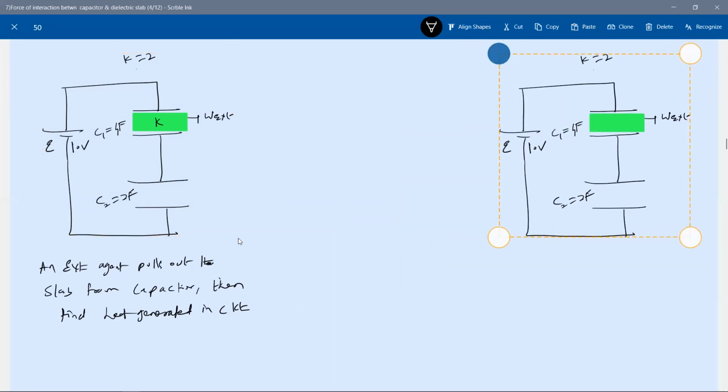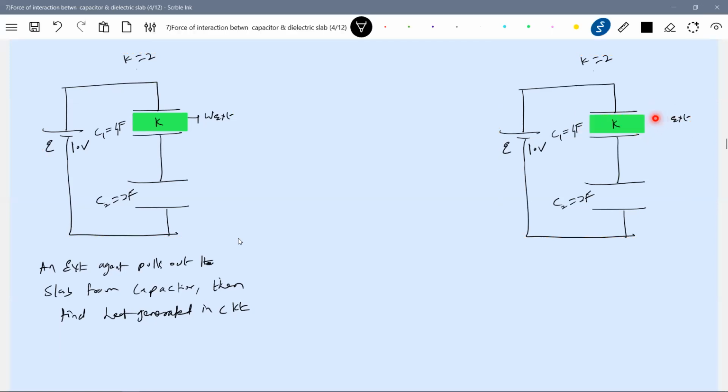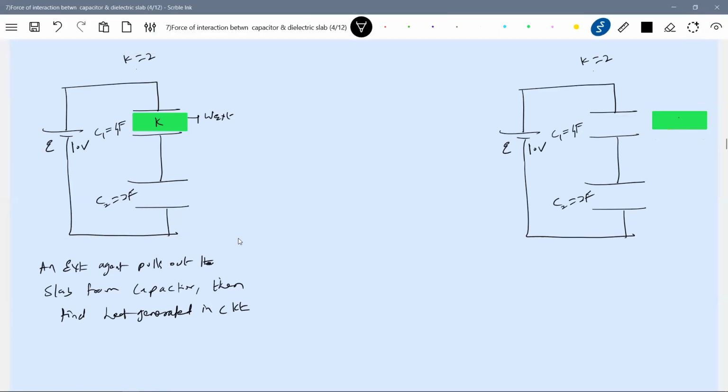The one which is pulled out, I'll keep it here. Okay, the slab is brought out. Who is going to bring that slab? The external agent. Then how much capacitance will it become? With the slab, capacitance was 4 farad. Now after removing that, it will become 2 farad, no? C1 dash. Let's get into the calculation part.